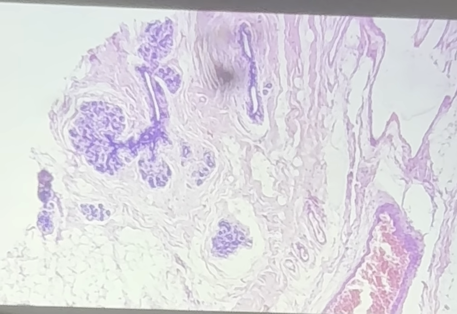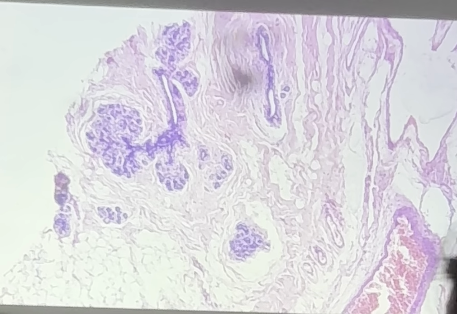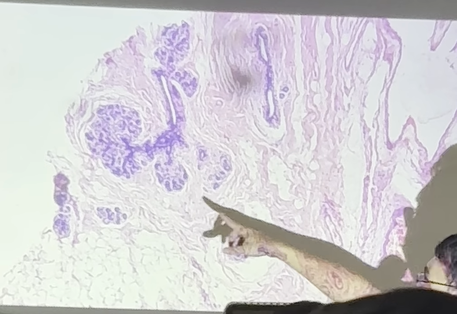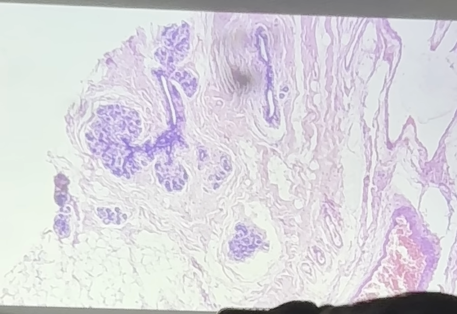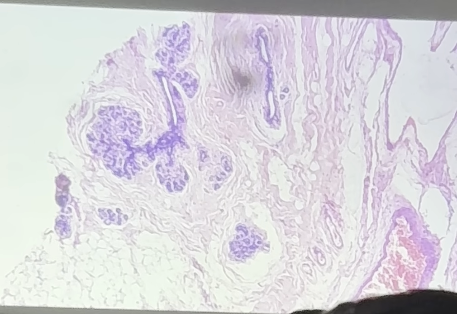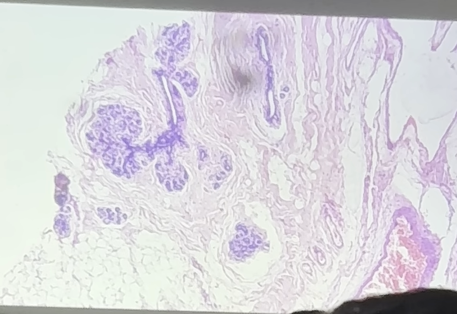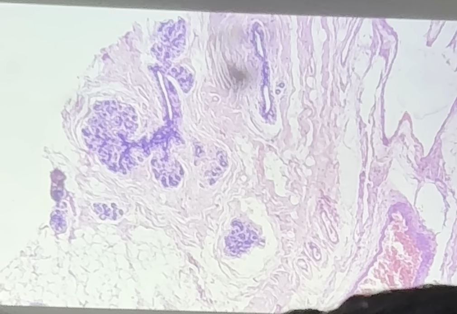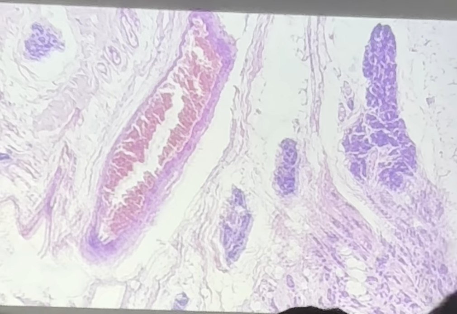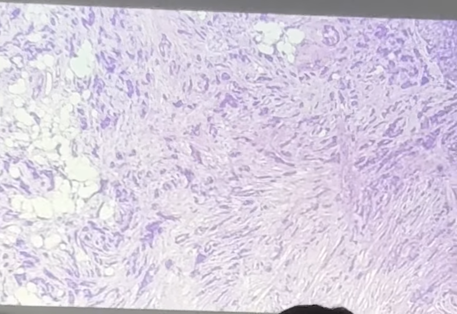What's the organ? Yeah, breast. So you see the acini and you see the ducts. That's the normal epithelium. Is it lactating? Non-lactating. So that's normal. Unfortunately, she had an ill-defined mass, which is here.